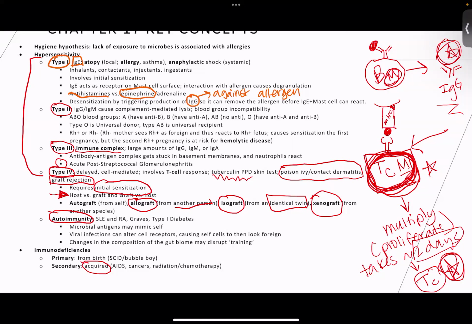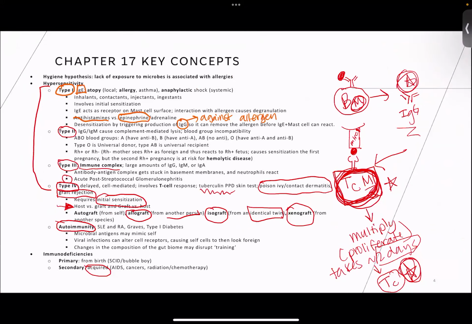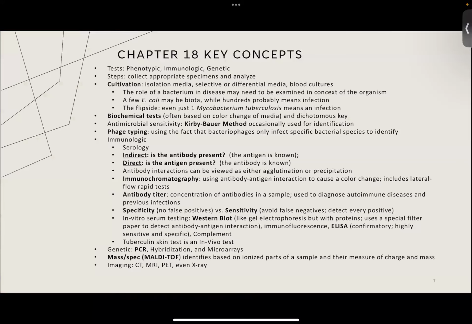But those are acquired due to those exposures. So that is our summary for chapter 17. We're going to move on to chapter 18 and summarize that after we get past this weird random blank slide. So chapter 18 was our diagnostic tests.